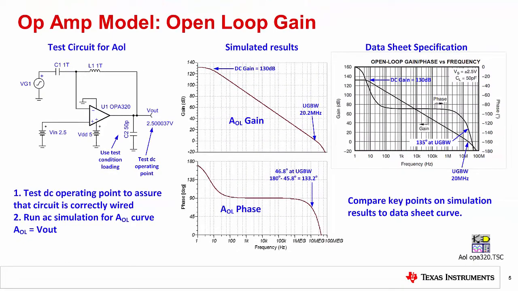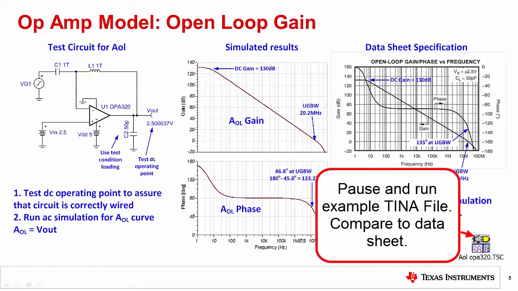Now let's confirm that the OPA320's op-amp model is accurate. Specifically, we will check the open-loop gain and output impedance models. Both of these parameters are very important in ADC settling. This slide shows the standard test circuit for open-loop gain testing. The terafarad and terahenry components are used so that the simulation has a closed-loop DC operating point, but is open-loop to AC. Pause now and run the example TINA file AOL OPA320 TSC. Compare the result to the datasheet specification.